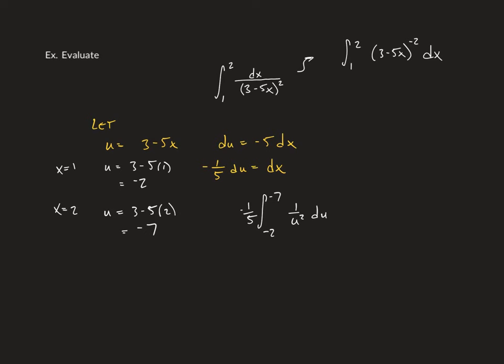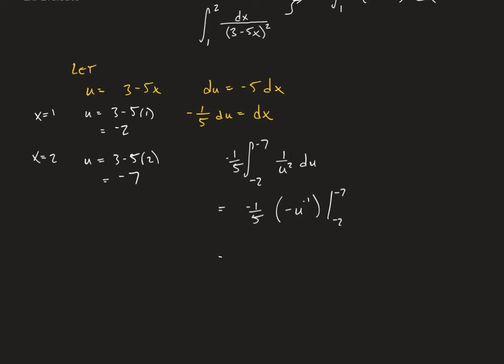So setting it up is the hard part here, and now you can just evaluate it the way that we've evaluated all of these so far. So this is going to be equivalent to saying negative 1/5 times, this is going to be a negative u to the negative 1 from negative 2 to negative 7. All right, and now I can plug in those values. So I will have my negative 1/5, and I'll just do this all at once, I guess, to make it easier. Negative 7 to the negative 1 minus negative 2 to the negative 1.